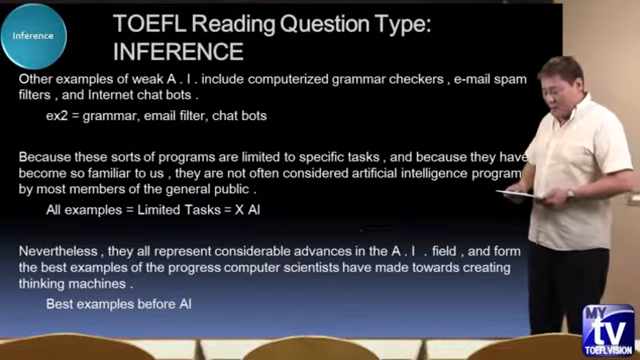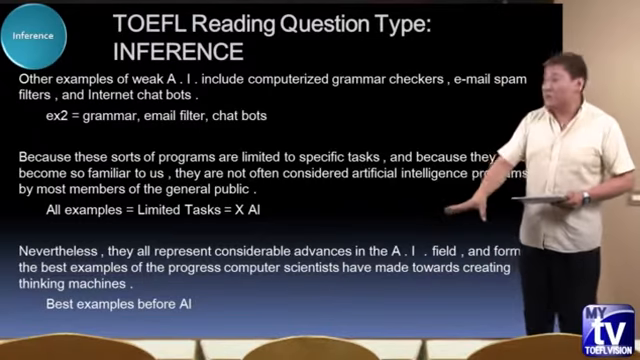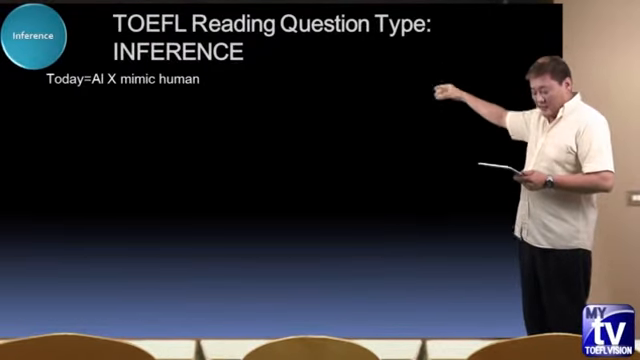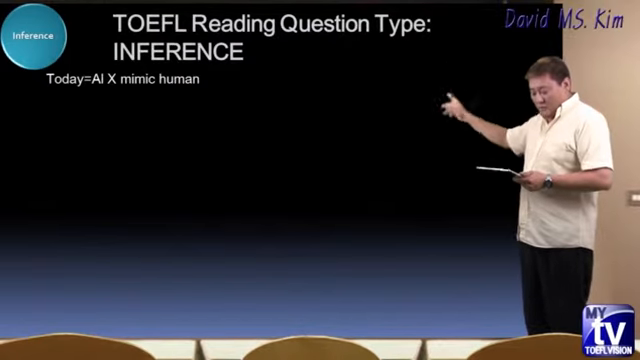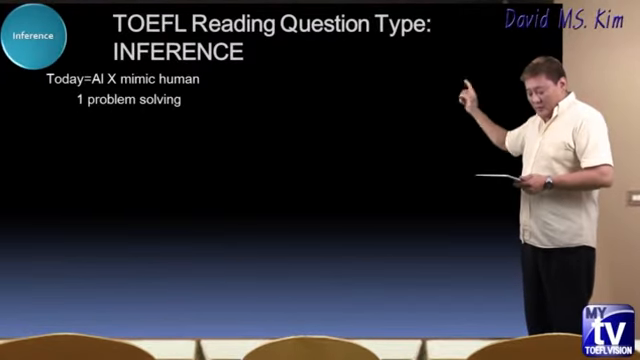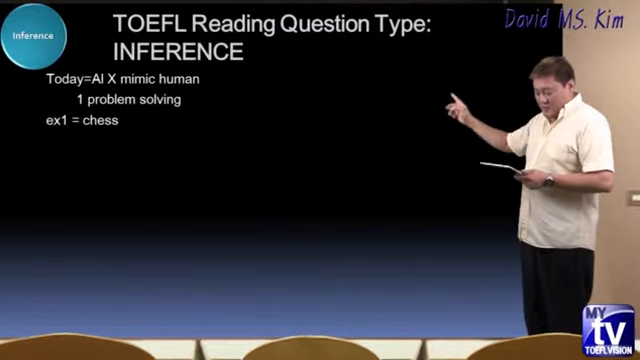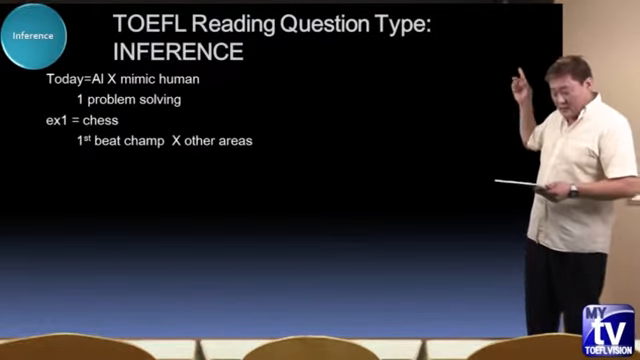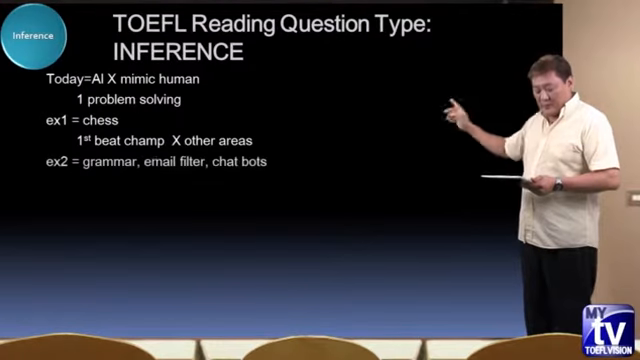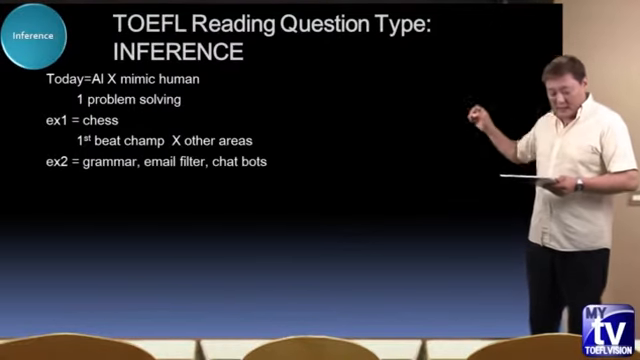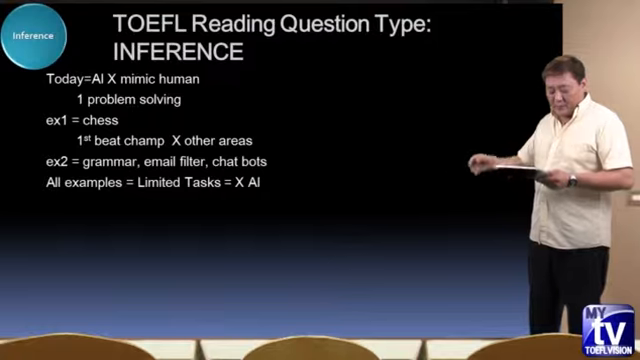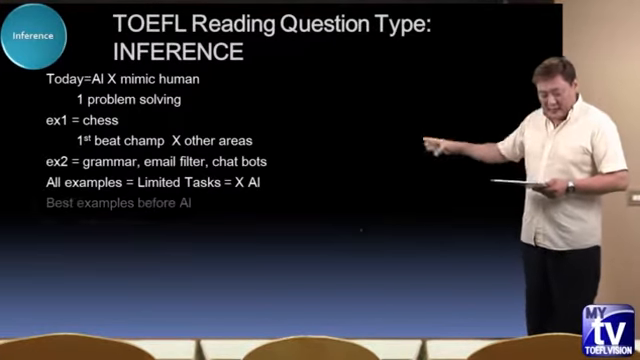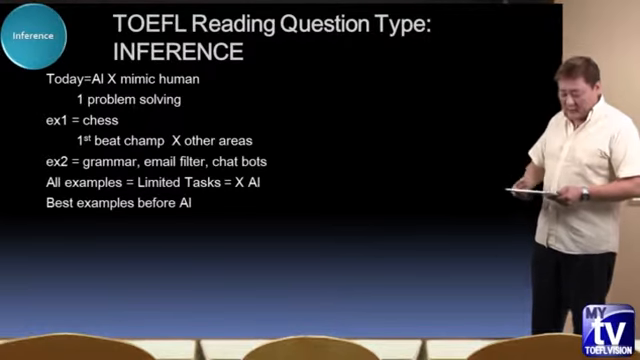Now, when we put it together, we're going to take your notes and put it up. Ready? Here we go. First, today's AI does not mimic humans. One program, one solution. Example 1 is chess: the first to beat the champions at chess, but not in other areas. Example 2 is grammar and other programs, and all the examples are limited tasks, and they're not considered AI, and they're the best examples before real AI.